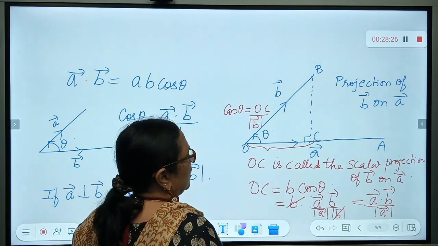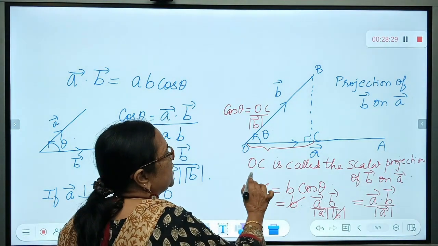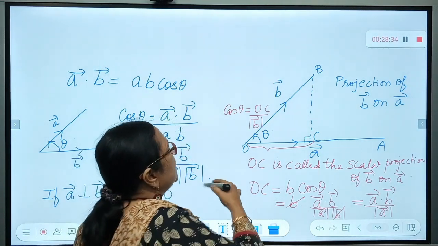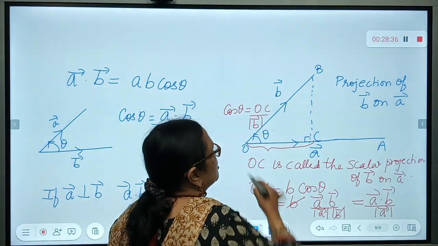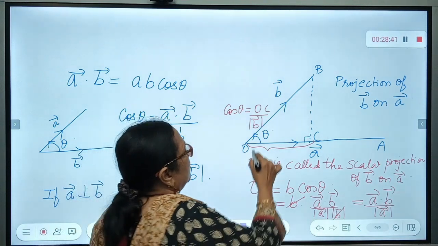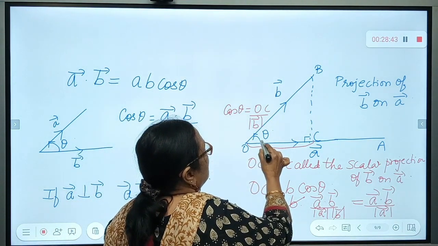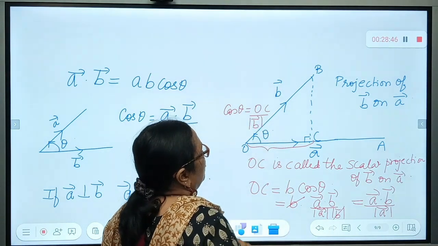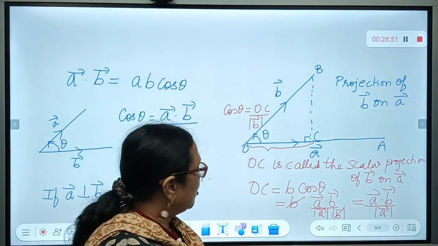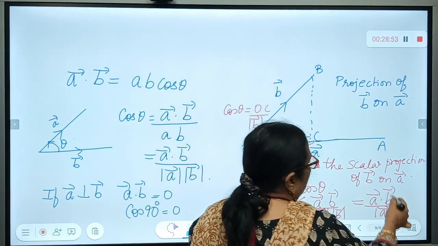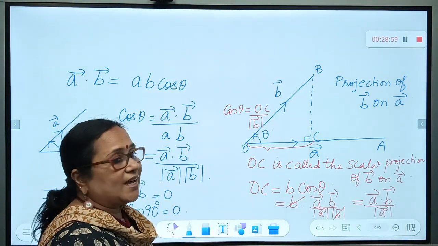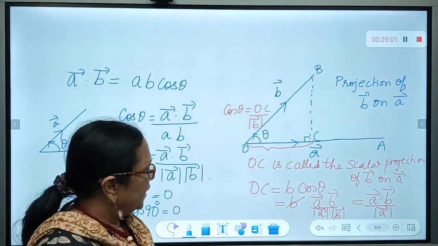So, a very, very important result. What is the geometrical meaning of dot product? OC is called the scalar projection of B vector on A vector. By virtue of cos theta, which is OC by modulus of B vector, OC equals B times cos theta. But cos theta is A dot B by AB, B gets cancelled, giving you A dot B by modulus of A. So this is called the scalar projection of B vector on A vector.